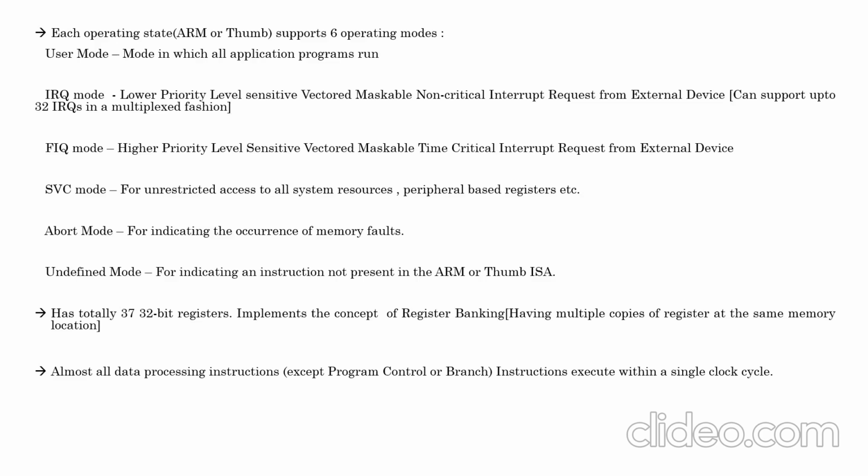Next, an ARM processor has a total of 37 registers, all of them 32-bit registers. It implements a concept called register banking. Register banking means creating multiple copies of a register. Next, almost all the data processing instructions will execute within a single clock cycle. That is the basic condition for your pipeline.